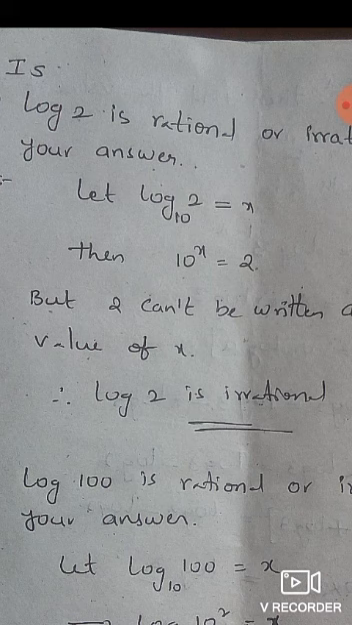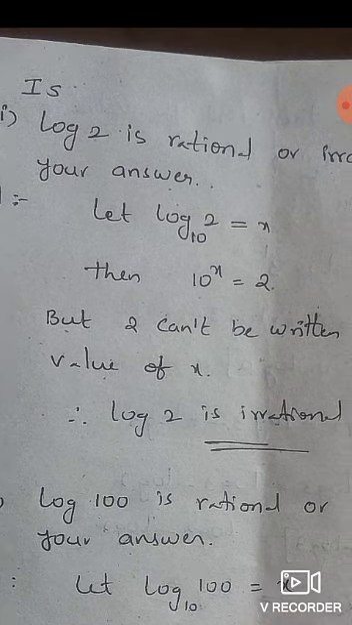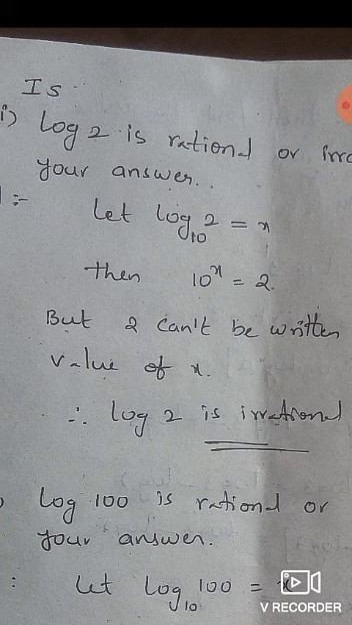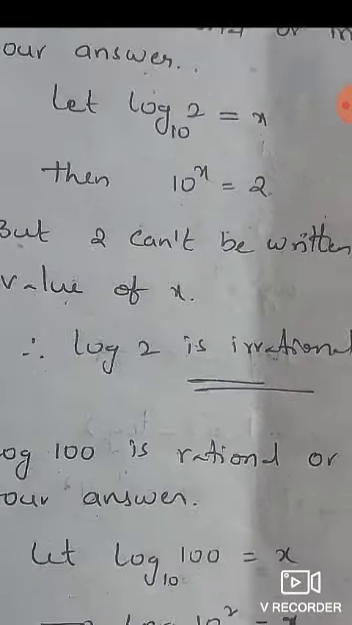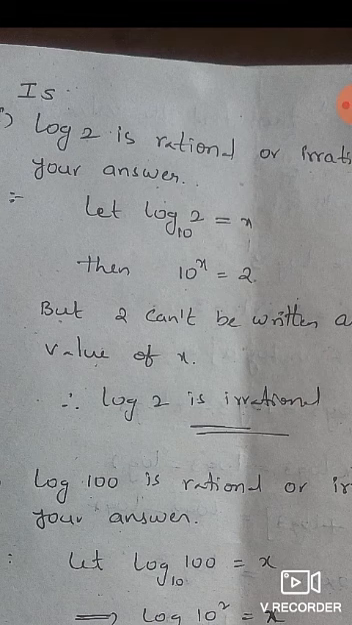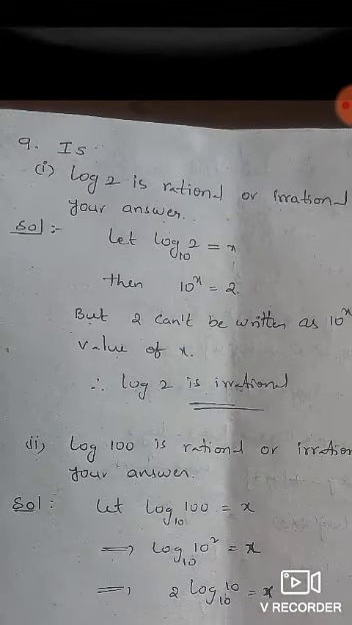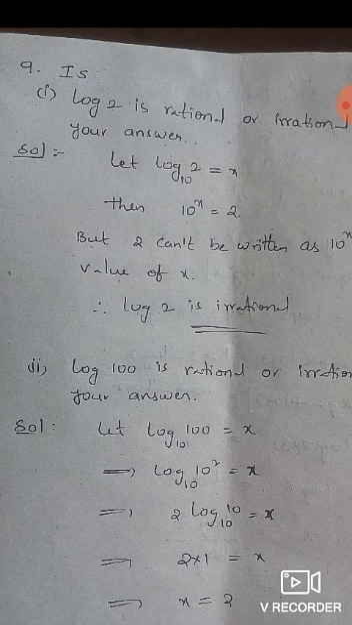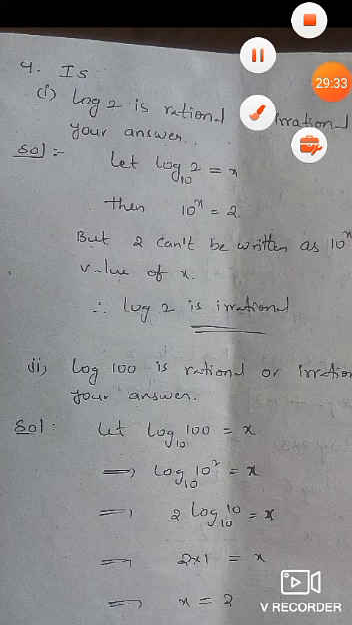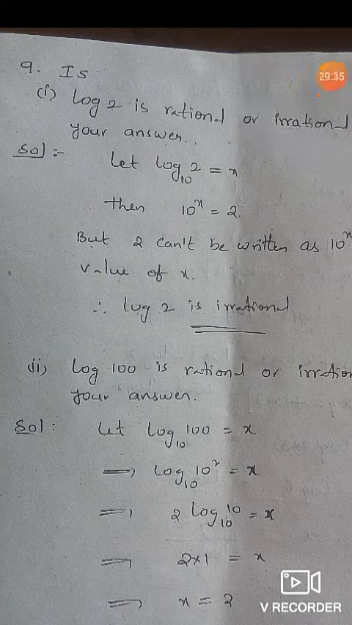So here, 10 power x is never equal to 2. That's why we can say log 2 is irrational. Understood? Log 2 is not rational; log 2 is irrational. Why? 10 power x is never equal to 2 when giving x values. So we can write log 2 is irrational.